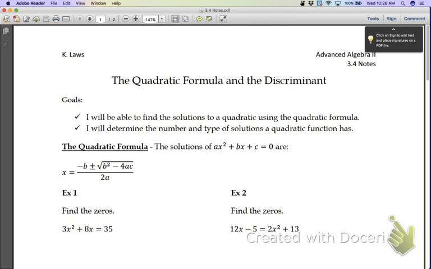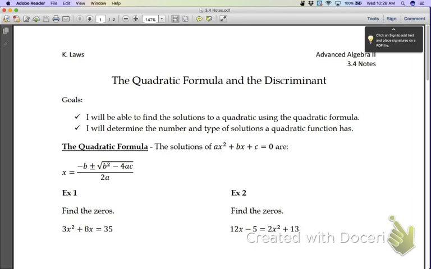Okay, I can always use the quadratic formula. It's always there. It's always available. And there's never a time that I can't use it. Okay, it's just sometimes it's not the most beneficial way because it can get kind of long and drawn out whenever it doesn't need to.